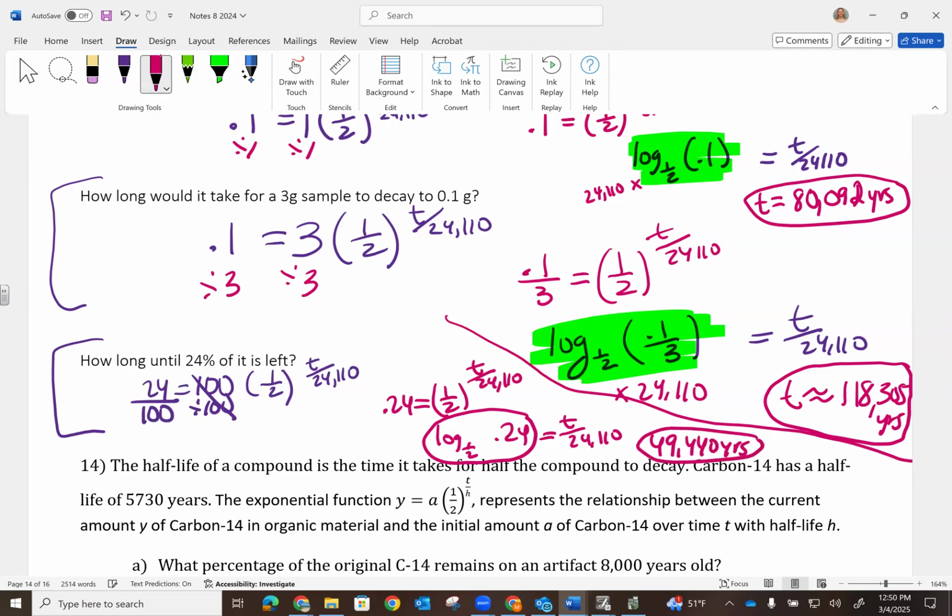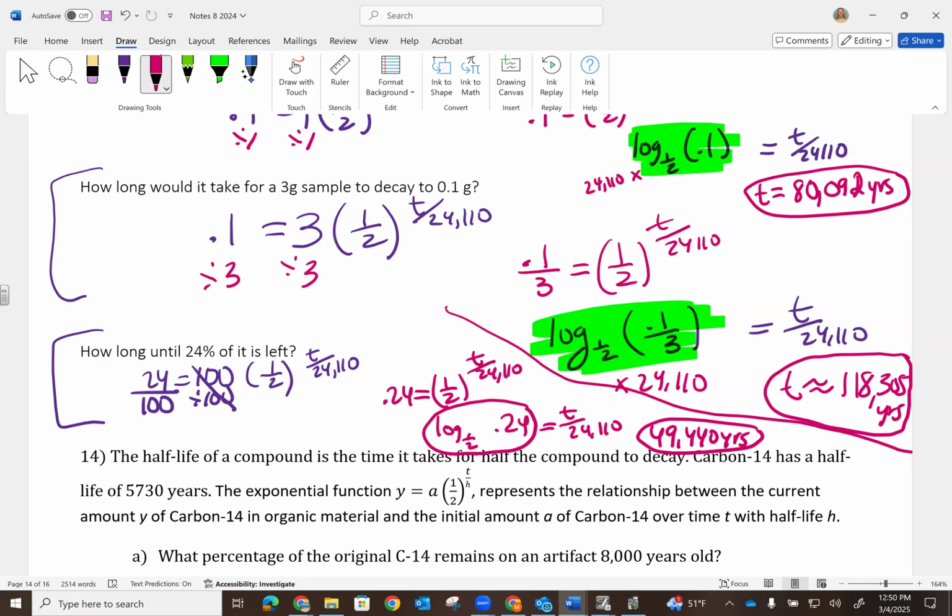Now, don't be surprised if they talk about Advil on your homework, or they're like, a vet doses a dog 8 milligrams. How long till half of it is gone, and the half-life is like 2 days. They can change the half-life based on what they're doing.